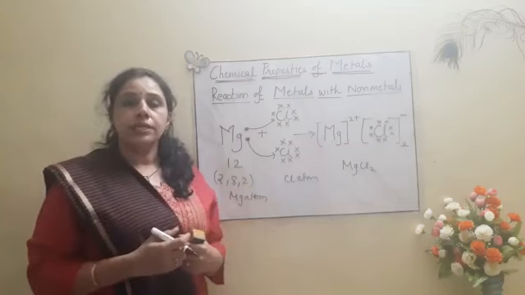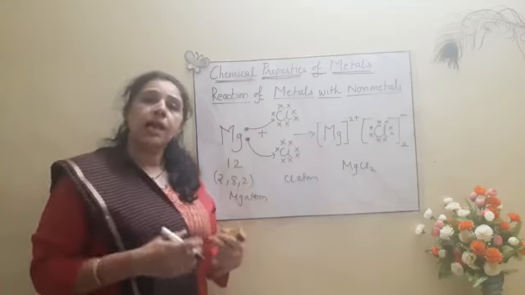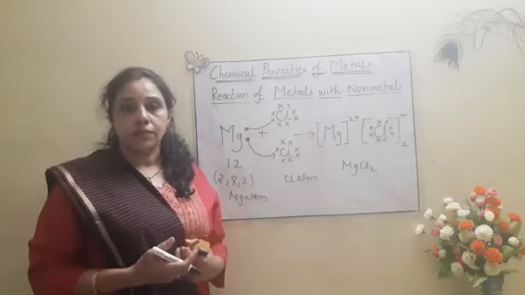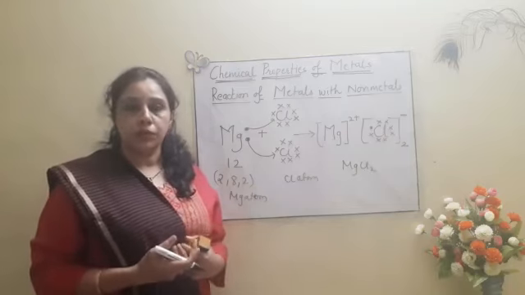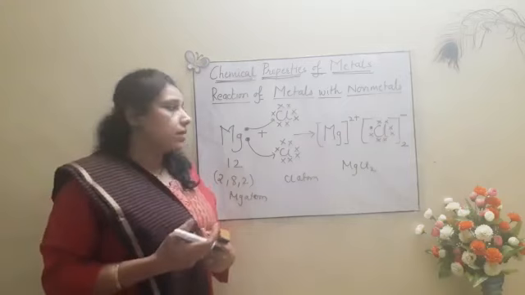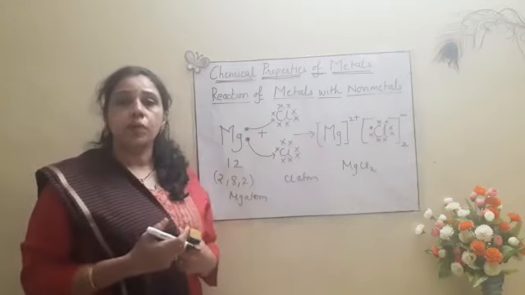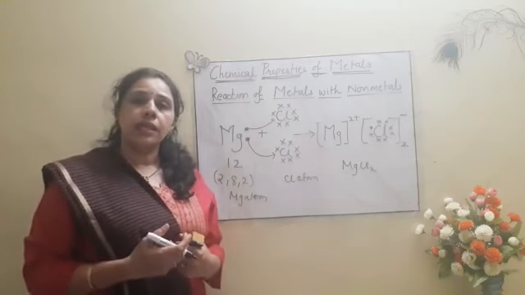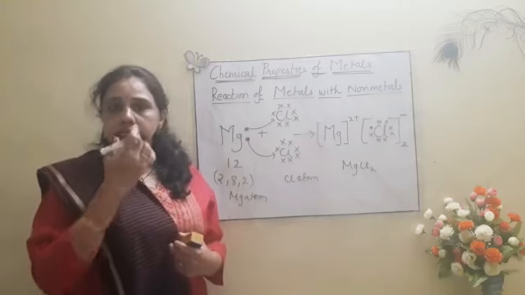Third property is solubility. They are soluble in water and other polar solvents. They are readily soluble. And the last property of the ionic compound is they are good conductors of heat also.